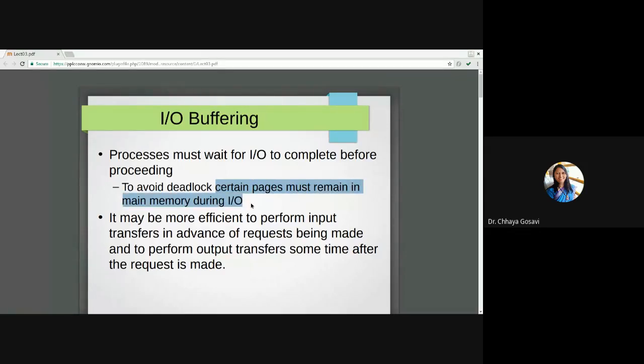So the process is busy in input output operation, so it is in wait state. And as per the memory management topic, what we have seen, if a process is waiting for a long time, it is better to swap out that process to secondary storage, because it is taking up the memory and not using it properly. It is in sleep mode or wait mode. But to avoid deadlock, certain pages must be in main memory even if that process is performing input output. So it may be more efficient to perform input transfer in advance of the request being made, and to perform output transfer sometime after the request is made.